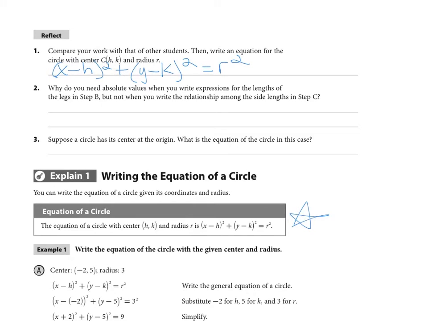A couple of things that are important to see here. In number 2, it says, why do you need absolute values when you write expressions for the lengths of the legs in step B, but not when you write the relationship among the side lengths in step C? Well, remember, distances are always positive. And so when you square them, whether we started with a negative distance and then took the absolute value of it to get the positive number for the distance between a positive and a negative value of x perhaps, squared is always positive as well.